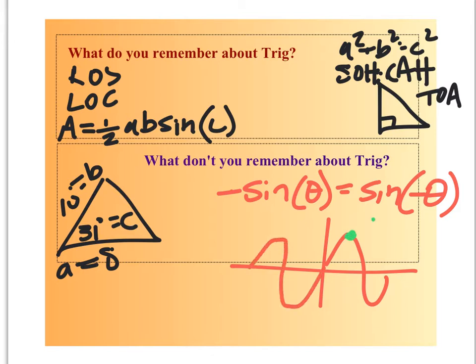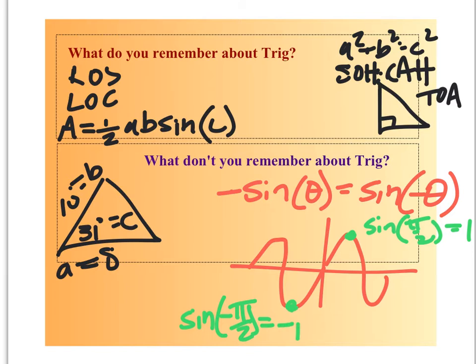Therefore, the sine of pi over 2 equals 1, and the sine of negative pi over 2 equals negative 1. As it says here, the sine of the opposite angle is going to have the opposite output. So I got a negative pi over 2 here, which means this will be the opposite output as this one. So I get a negative 1. The other gives me a positive 1.